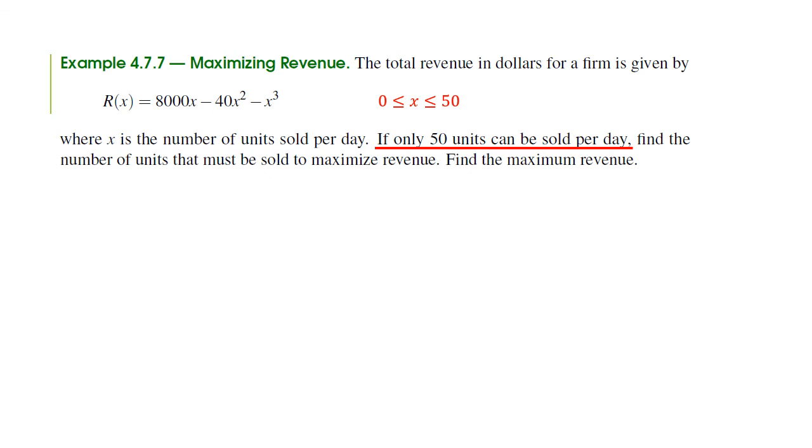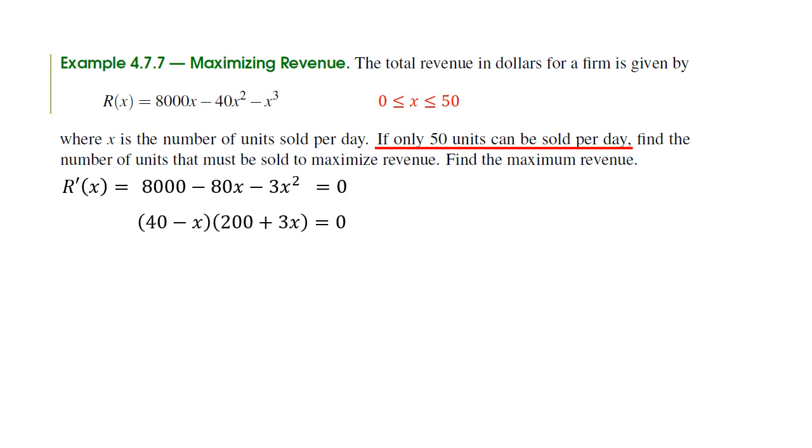Find the number of units x that must be sold to maximize revenue, and find the maximum revenue. Okay, let's do it. The function is the revenue R, so find R prime of x, which equals 8,000 minus 80x minus 3x squared, and let it equal 0. It is factorized to be 40 minus x times 200 plus 3x. Then we have x equals 40 and -200/3 as the critical values. But x is a positive integer, so we can ignore the negative number.